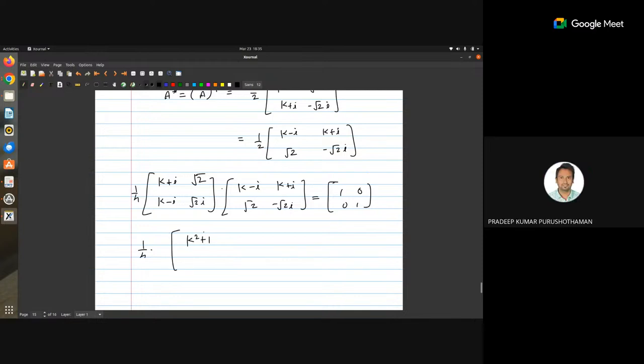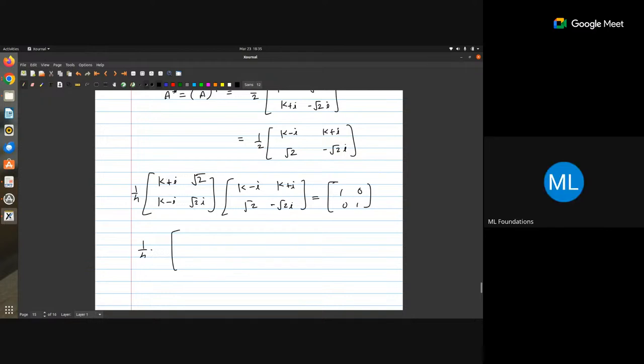Then plus 2. Okay, I'm assuming you have done the calculations correctly. No, I mean, I'm telling k plus i into k minus i will be k square plus 1. Then root 2 will be plus 2. Okay, k plus i into this first row, first. It will be k square plus 3 if you are looking for the complete column value. Okay, no, it's k square plus 3.